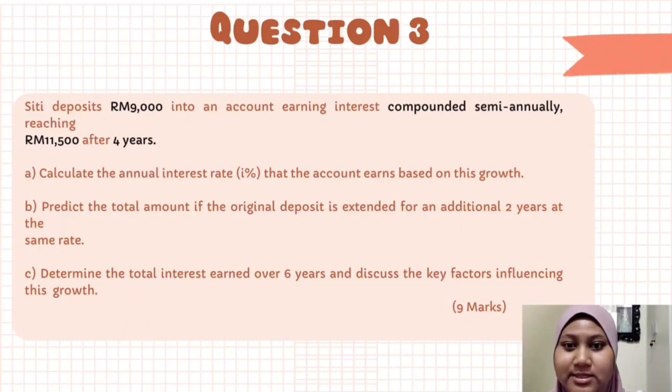Question 3. City deposits 9,000 into an account earning interest compounded semi-annually, reaching 11,500 ringgit after 4 years. A. Calculate the annual interest rate that the account earned based on this growth. B. Predict the total amount if the original deposit is extended for an additional 2 years at the same rate. And C. Determine the total interest earned over 6 years and discuss the key factor influencing this growth.